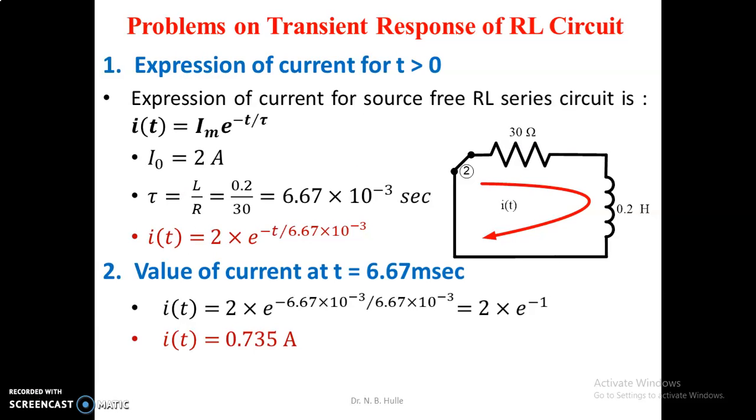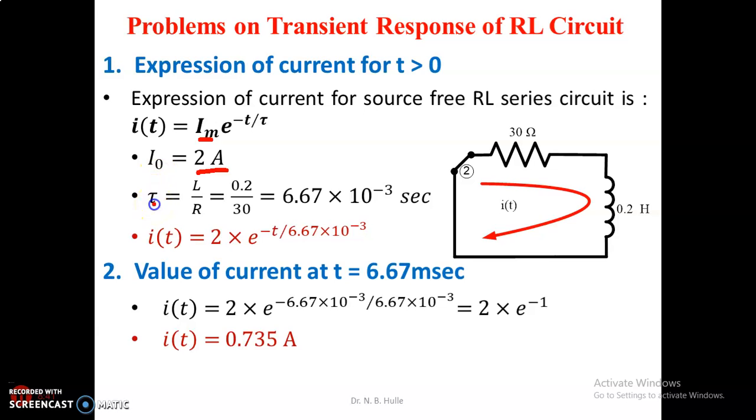We will try to find all these values. To begin with, we are interested in calculating the expression for current for t greater than 0. Looking at this circuit, this is the expression of the current for a source-free RL series circuit, because there is no source in the second case, and the expression is I of t equal to Im into e raised to the power of minus t by tau. Here we will find this I naught, which is the same as Im. Now this Im is nothing but the current in the previous case, which is 2 amperes.